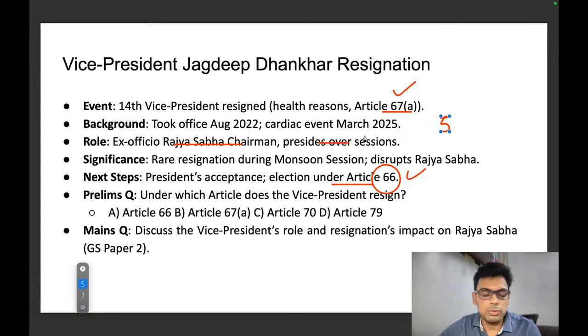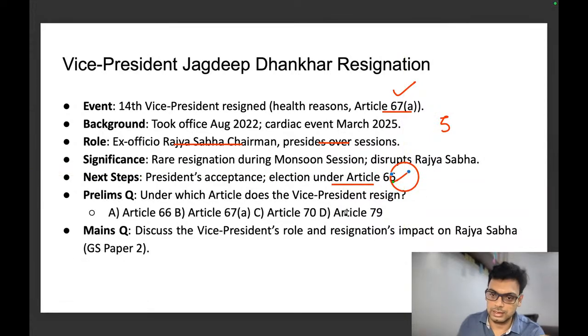Now there are a few things like the death, removal, or resignation of the Vice President of India. The Constitution does not provide any method of succession. The only thing here is Article 66, that means there will be an election. All right, so please keep in mind.